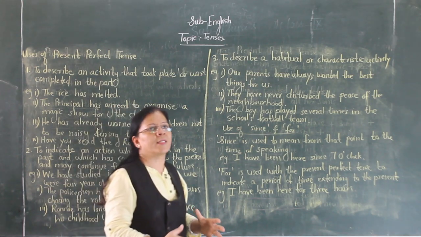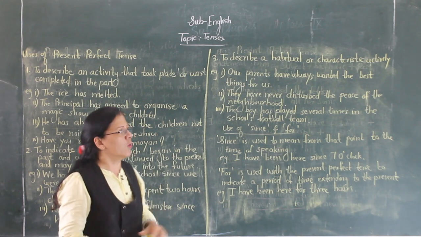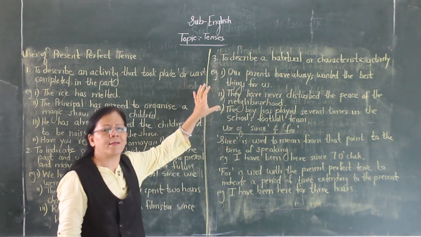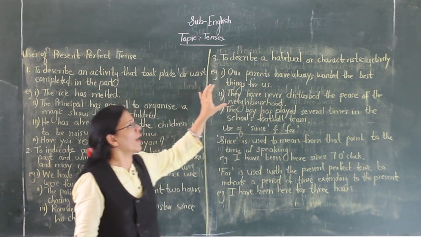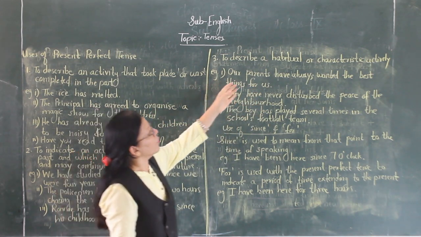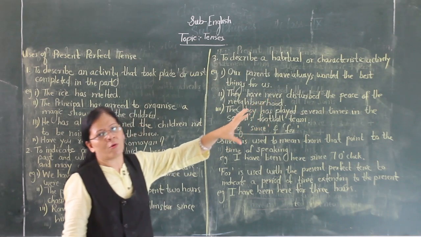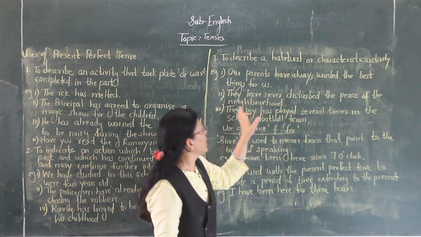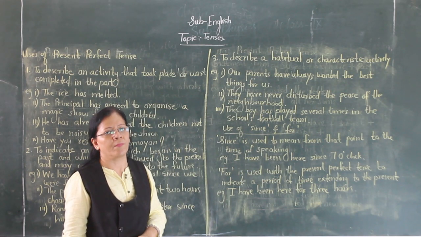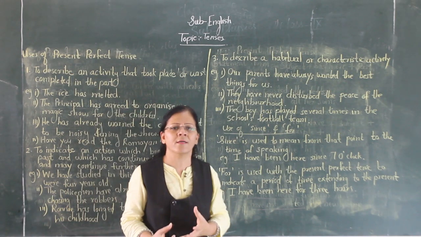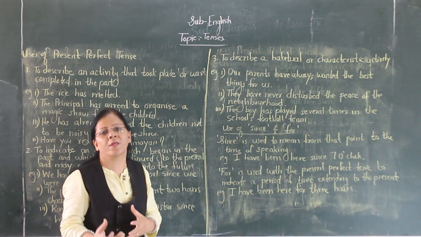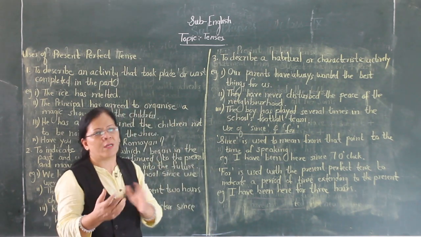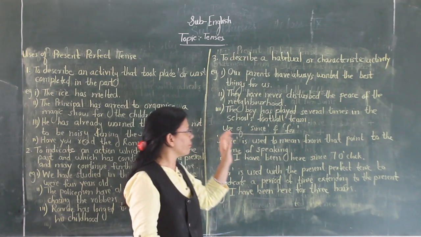Everybody's parents want their children to be the best, isn't it? So this activity is habitual, or it is the characteristic of parents that they want the best out of their children, isn't it? They have never disturbed the peace of the neighborhood. Now it is also a characteristic. They have never disturbed the peace of their neighborhood. In future also they will not disturb.